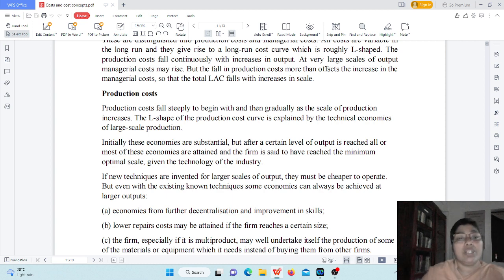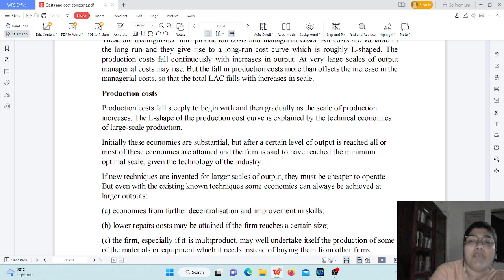That is why the production cost falls steeply to begin with, and then gradually as the scale of production increases. So production cost falls more steeply first, and then it falls slowly.